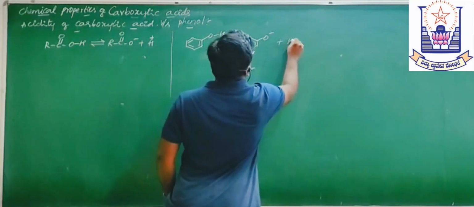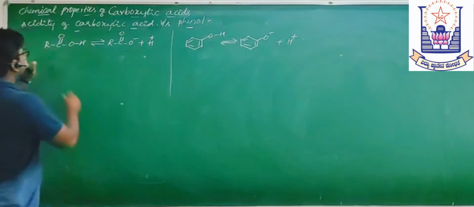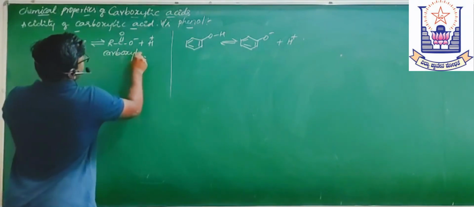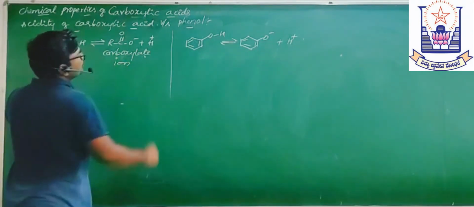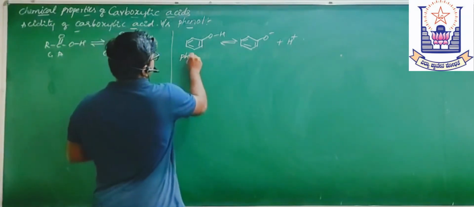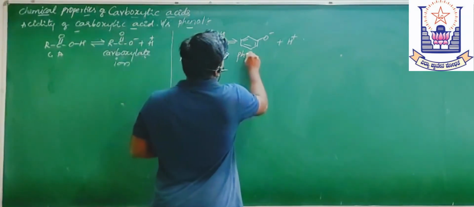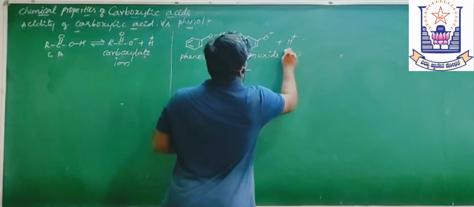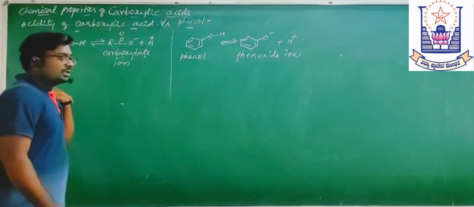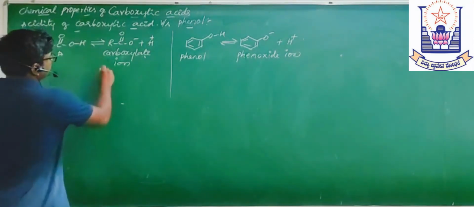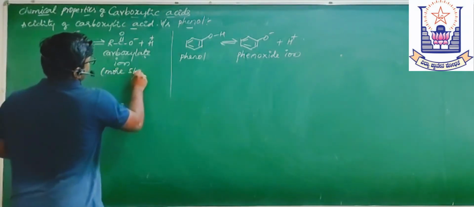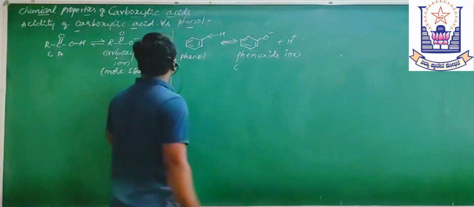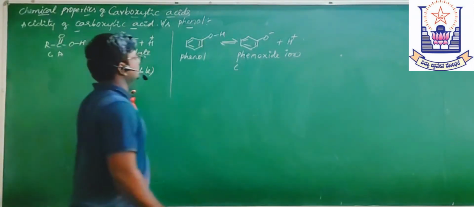It will give phenoxide ion. Carboxylic acid will give carboxylate ion. Phenol will give phenoxide ion. See here, the carboxylate ion is more stable, while phenoxide ion is less stable when compared to this.